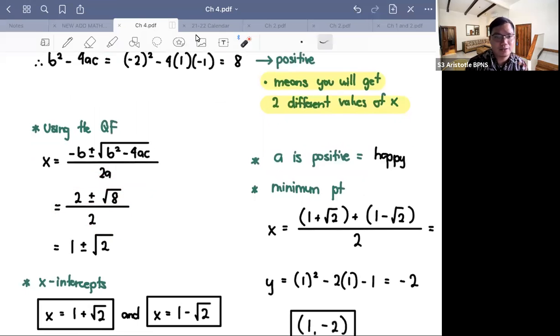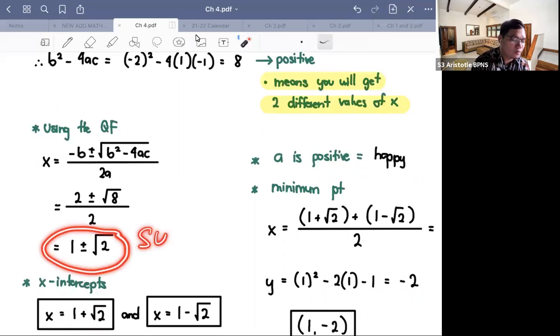By the way, class, in additional maths, we express our answer in surd form, in this format. So 1 plus minus the square root of 2. We only change this to decimal when we plot the points on the x and y axis. But for additional maths, we express our answer in surd form. This is what we call surds.